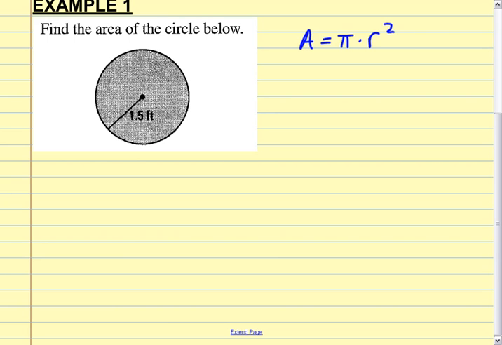Now think about this. We've learned a lot of formulas. What's the formula for the area of a parallelogram? David? Area equals base times height. What's the formula for the area of a trapezoid? Hannah? Area equals a half times base 1 plus base 2 times height.